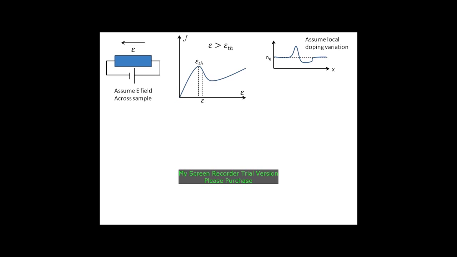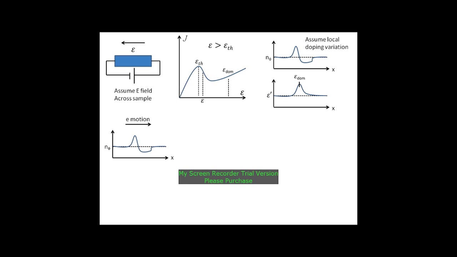If we make that assumption, there is an increase in the electric field locally at the point where the charge carrier concentration is changing as a function of position. And this electric field increase is labeled as E domain, E_dom. If we look at that on the current density versus electric field plot, it's shown there in the middle of the screen.